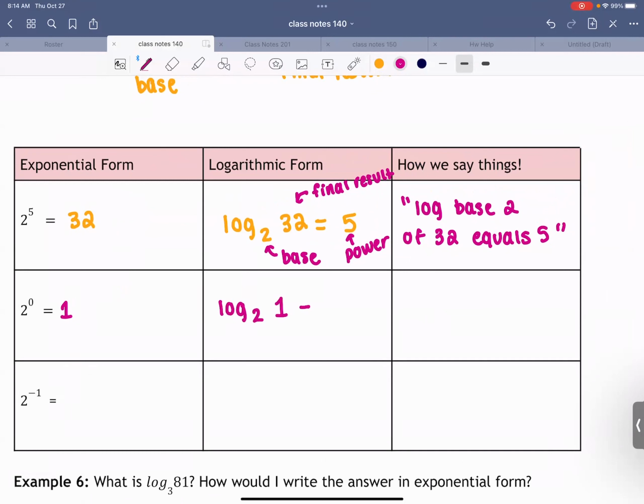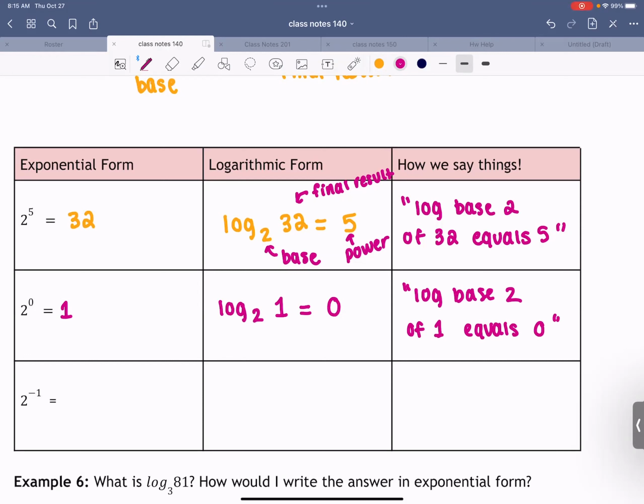Perfect. Log base 2 of 1 equals 0. The power goes on the end. The final result is kind of in the middle, and 2 is the base of the log. Okay, of course we would say log base 2 of 1 equals 0.